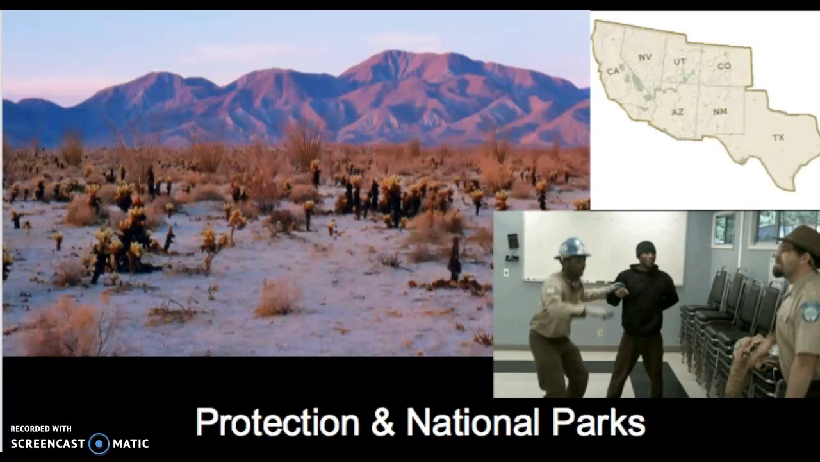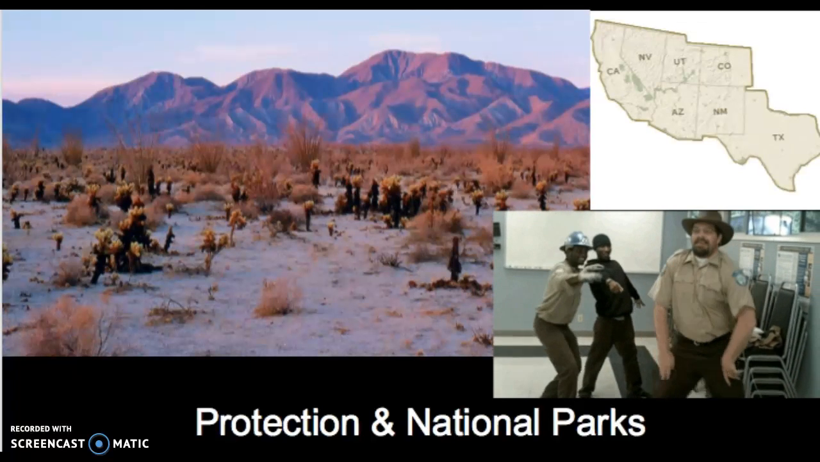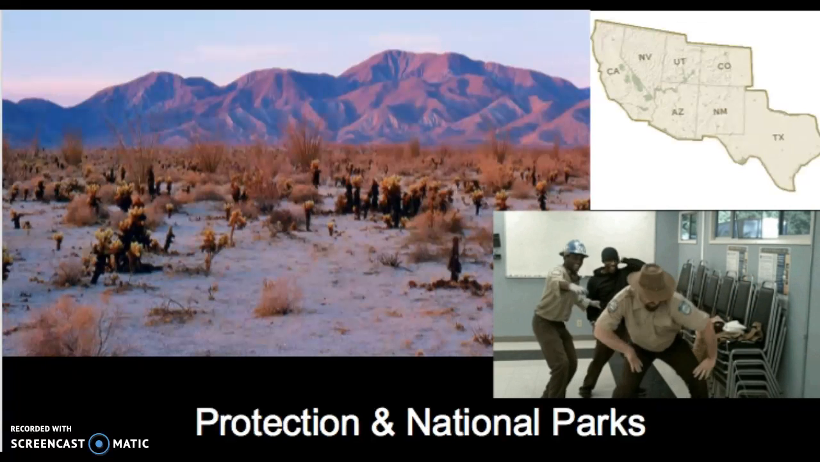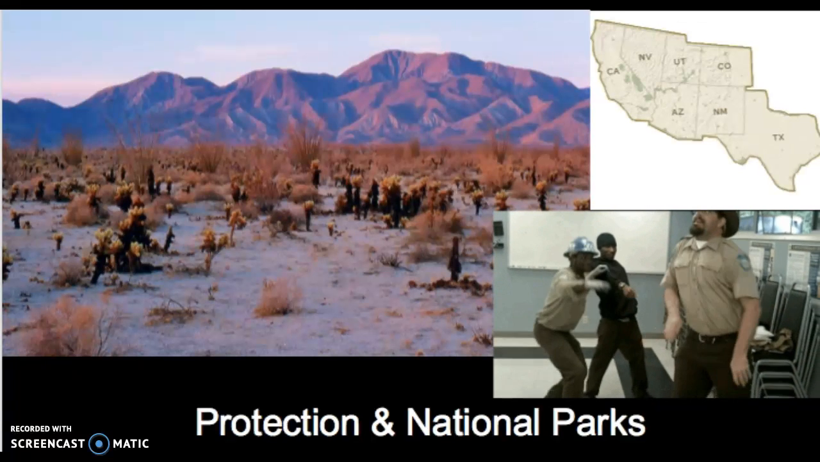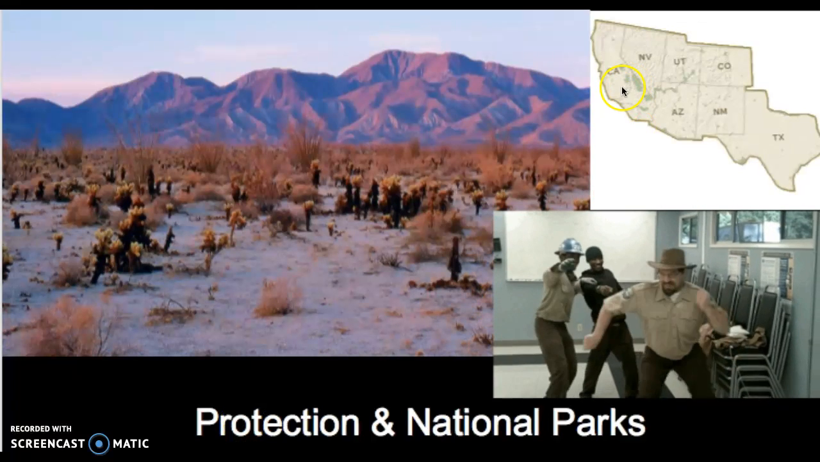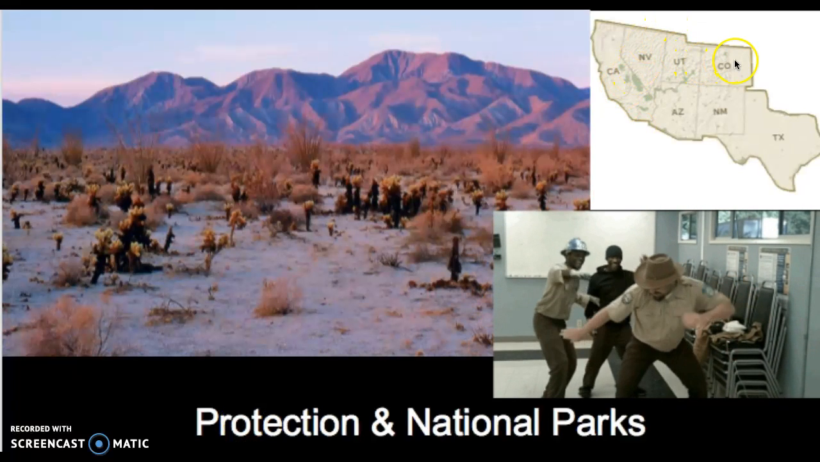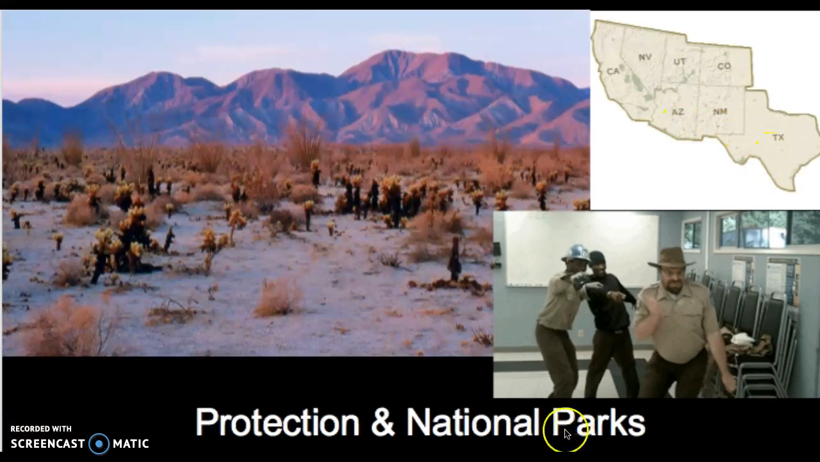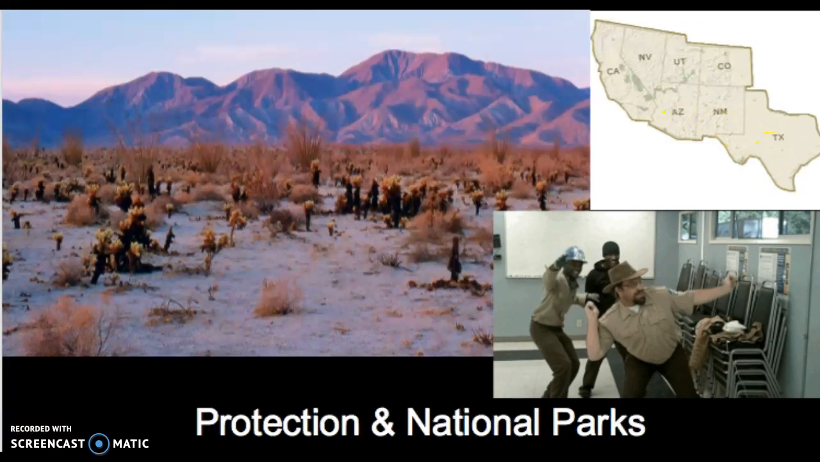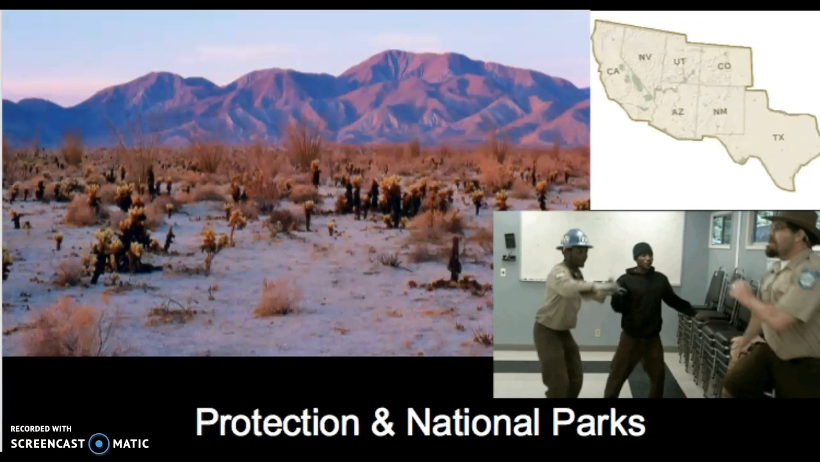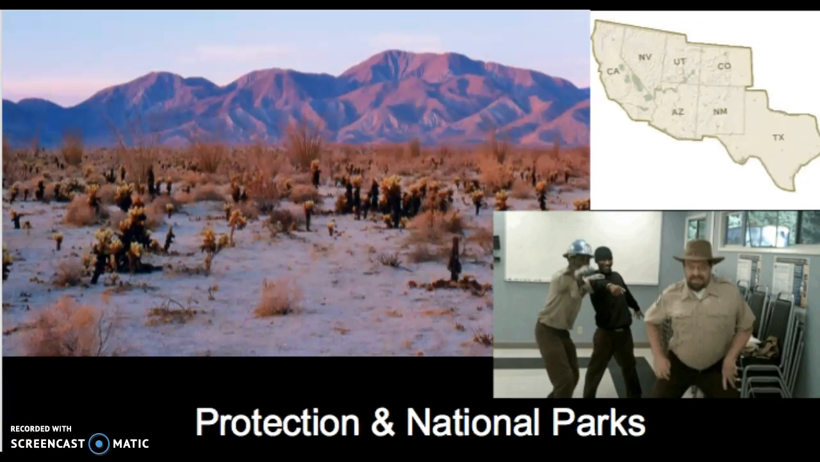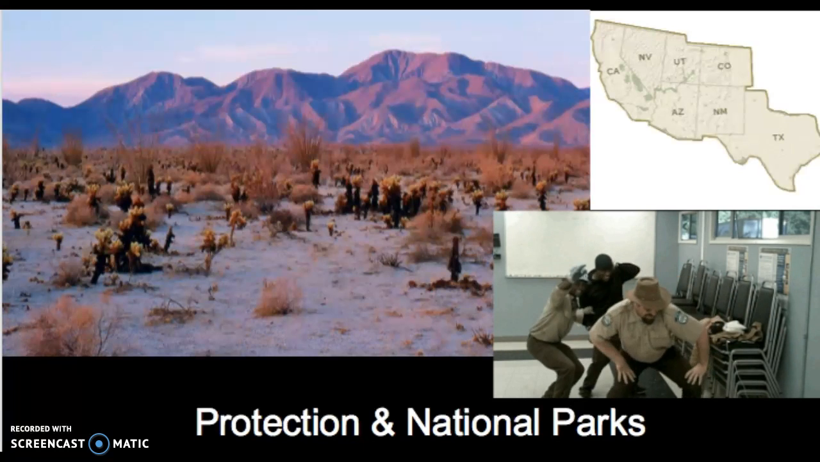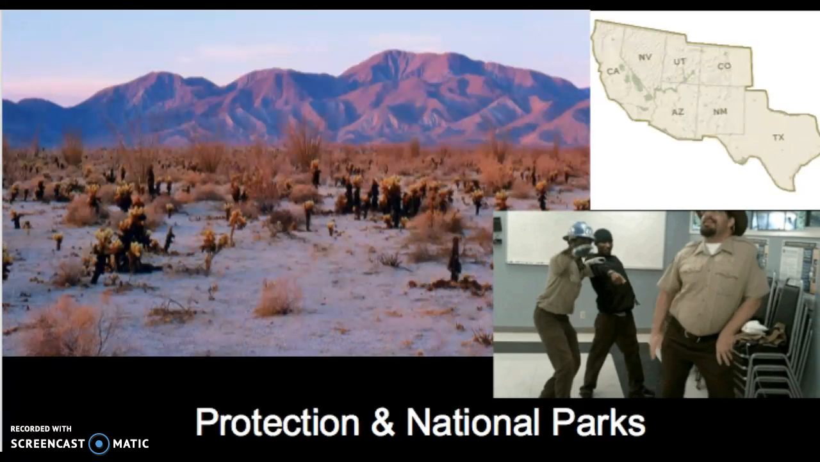To combat these problems, America has created national parks to help protect these deserts. All the national parks with deserts are found in California, Nevada, Utah, Colorado, Arizona, New Mexico, and Texas. One of the most breathtaking national state parks is the Anza Borrego, located in Nevada. Here's a picture of it here. All these are protected under the state and by the park rangers.